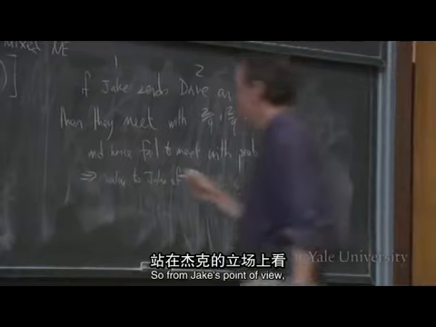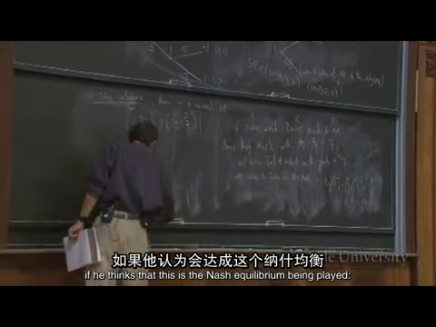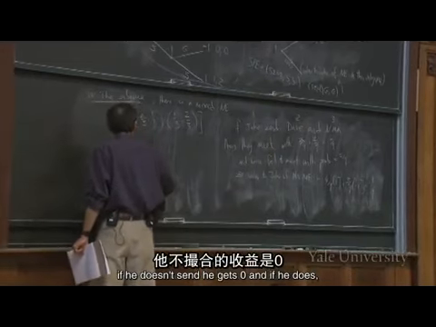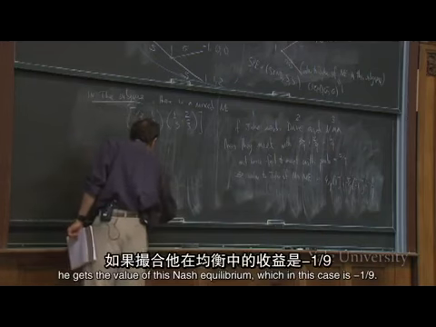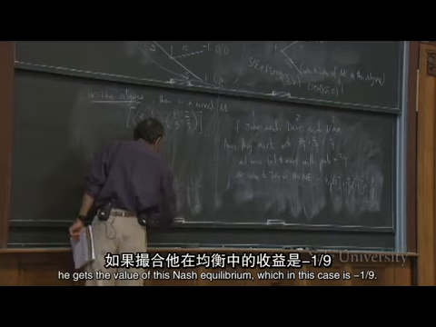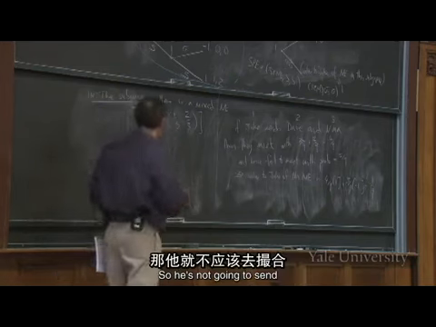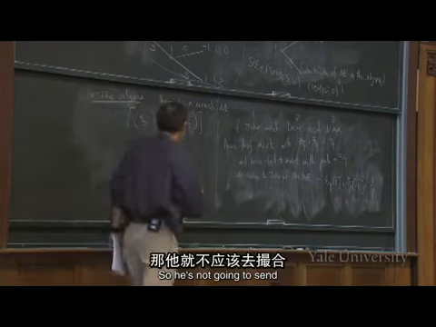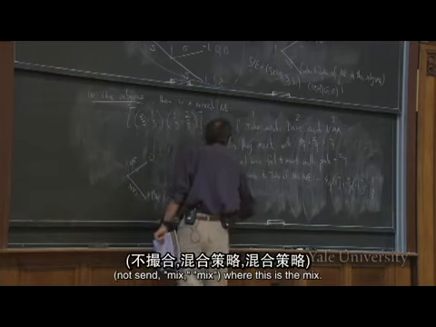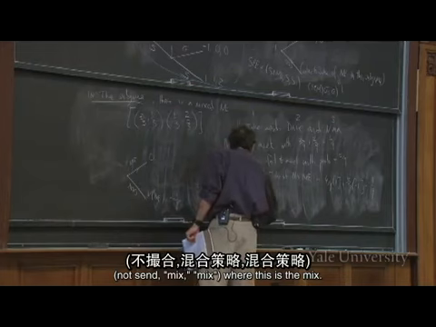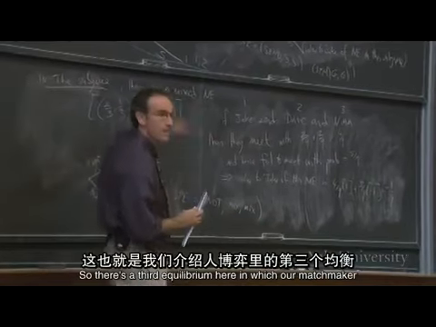All right, so from Jake's point of view, what this game looks like, if he thinks that this is the Nash equilibrium being played, if he doesn't send, he gets 0, and if he does, he gets the value of this Nash equilibrium, which in this case is -1/9. So he's not going to send. All right, and the SPE here is not send, mix, where this is the mix.